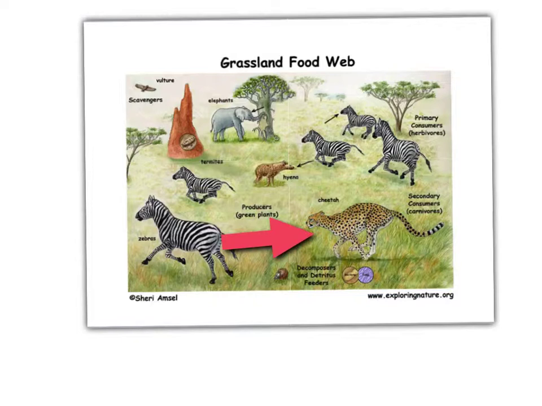We can also look at this other example, and you notice in this example where the zebra is being eaten by the hyena, the energy actually flows from the zebra to the hyena. That is why that arrow is pointing from the zebra to the hyena.